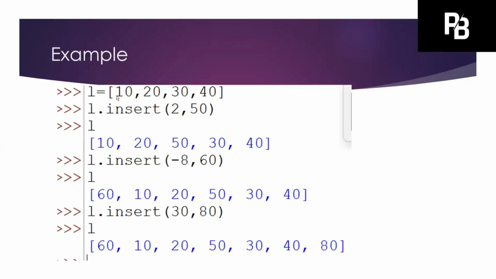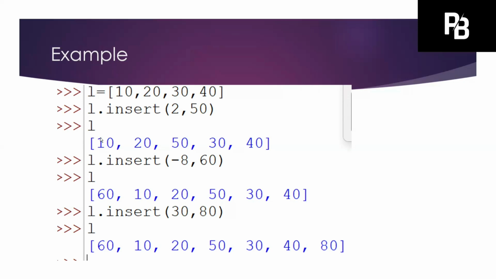Now see, this is my list. I write L dot insert 2 comma 50. So this is index 0, this is 1. After that, at the second position, 50 is inserted. Okay. Now I am writing L dot insert minus 8 comma 60. Now this is my list, student. You can see -1, -2, -3, -4, -5.